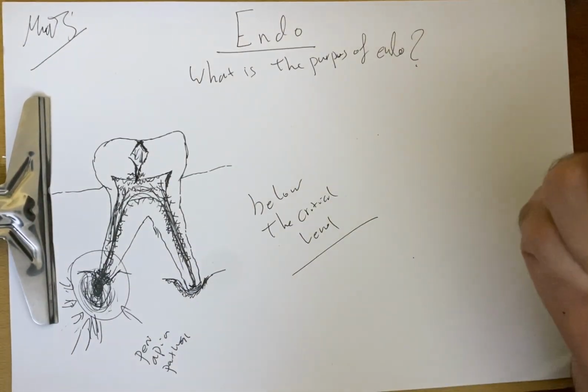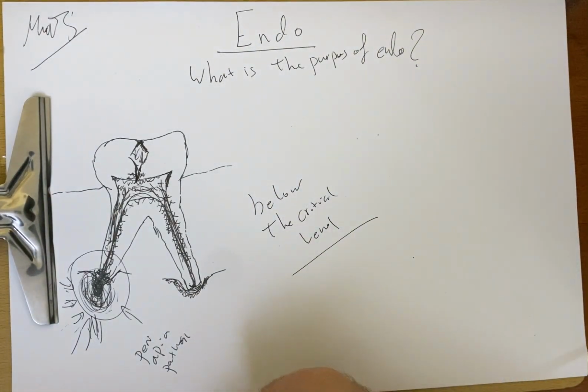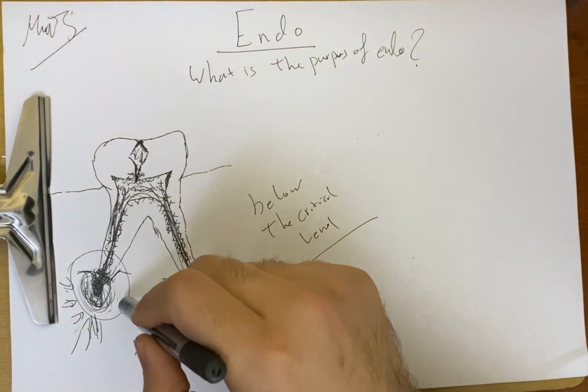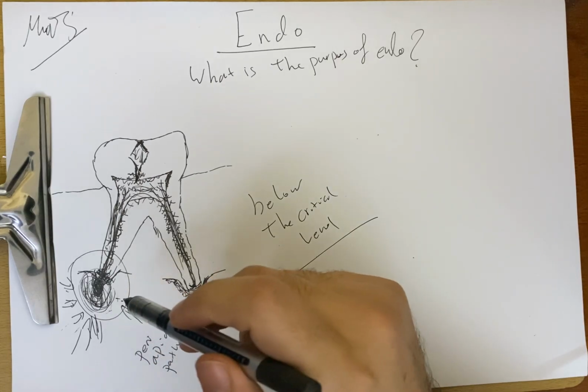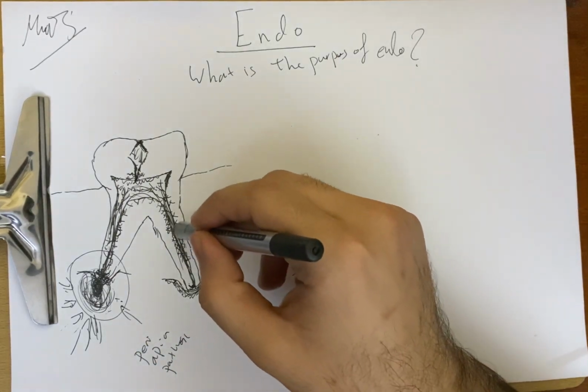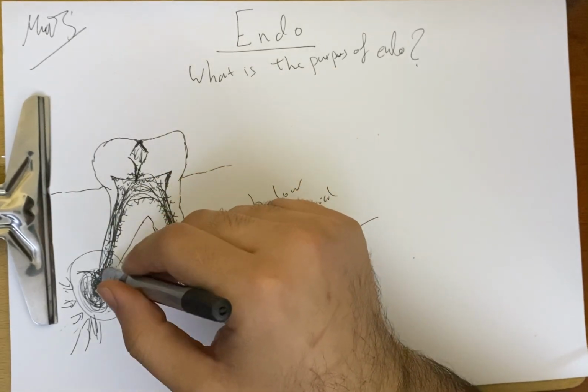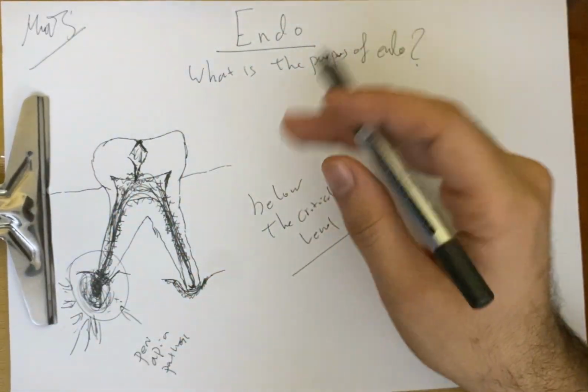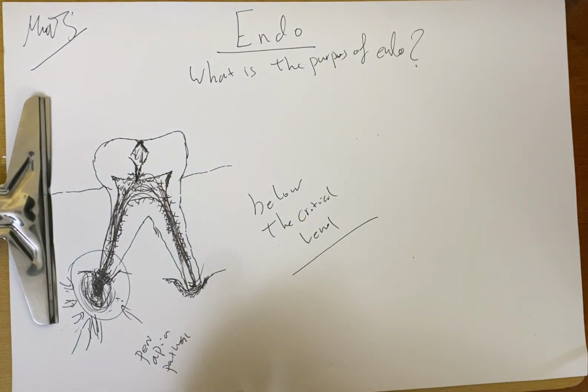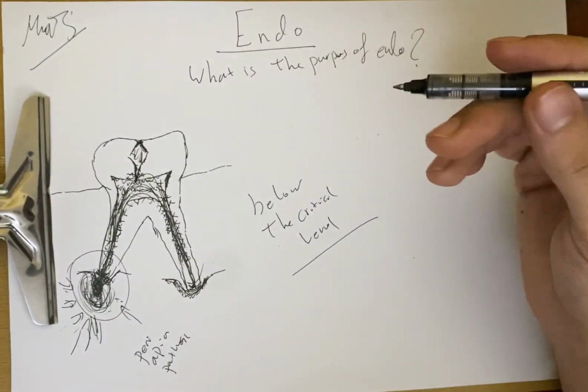So this is the purpose of endo. Ultimately, it is prevention of a pre-apical pathosis by cleaning and disinfecting the root canal system from all bacteria and then sealing it. Of course, this is a very simplistic definition.